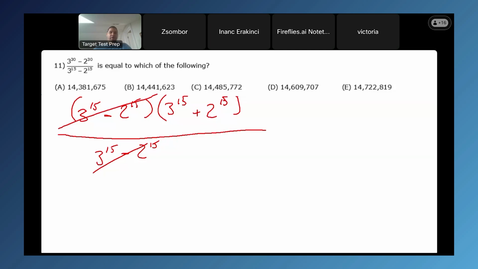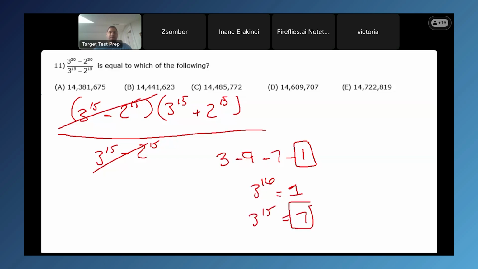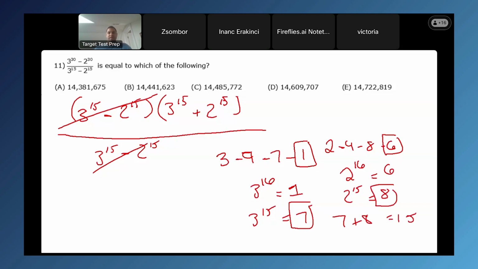Now, that's when we go into our mode of unit digit patterns. So 3, 9, 7, 1. It anchors on the 1. So for example, 3 to the 16, because it's a multiple of 4, is a 1. 3 to the 15 is a 7. And then with the 2, 2, 4, 8, 6, it anchors on the 6. It repeats every 4. So 2 to the 16, multiple of 4, is going to be a 6. 2 to the 15 is going to be an 8. 7 plus 8. There you go. It's got to end in a 5, so it's A.